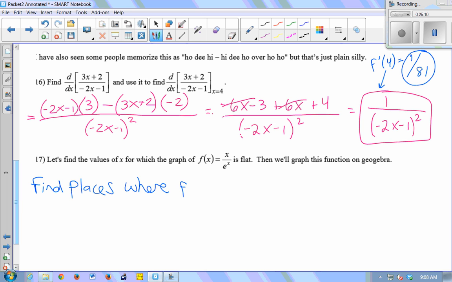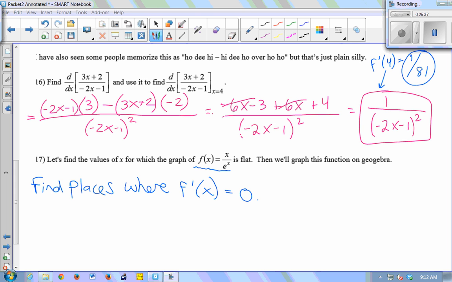So I'm looking for places where the derivative of this guy, find places where f prime of x is 0, right? Because the derivative is the slope of the tangent line. I'm looking for horizontal tangent lines, that is slopes of 0. All right, so I'm going to let you work on this one for a few minutes. You got to find the derivative of f of x. You'll have to use the quotient rule or the product rule if you're savvy. And then once you get the derivative, set it equal to 0 and solve it.